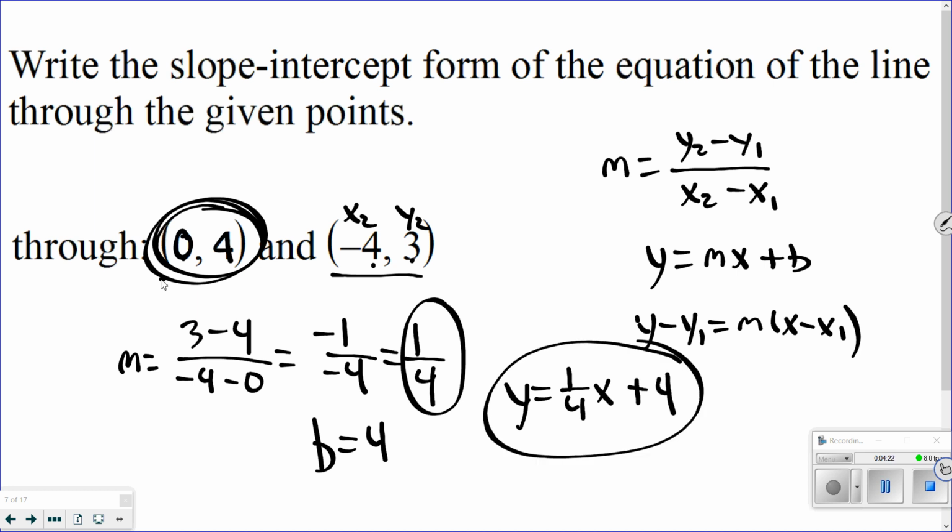Now, if I wanted to, I could also use a point, and I could use this formula. You get the same thing if you use that formula, but it's just more work. And so if you do know the y-intercept, use the y equals mx plus b.